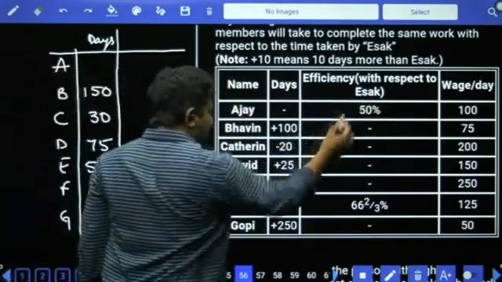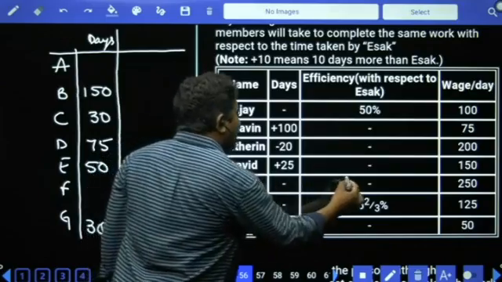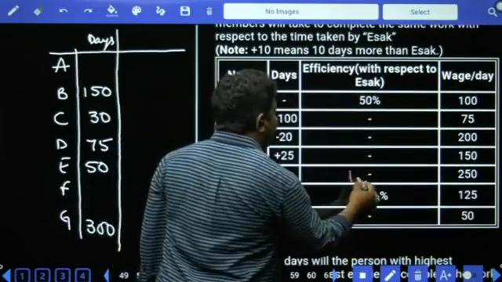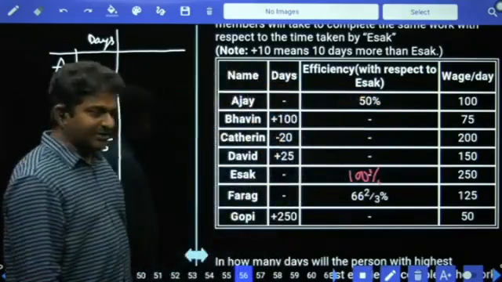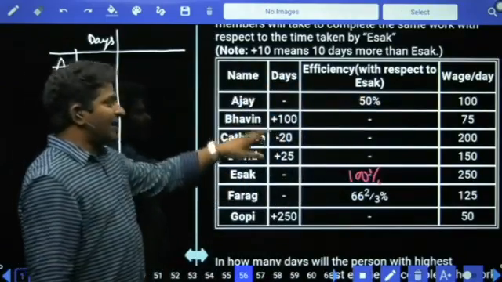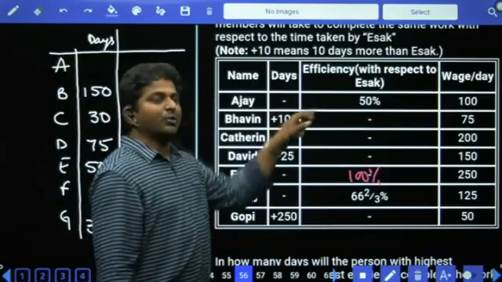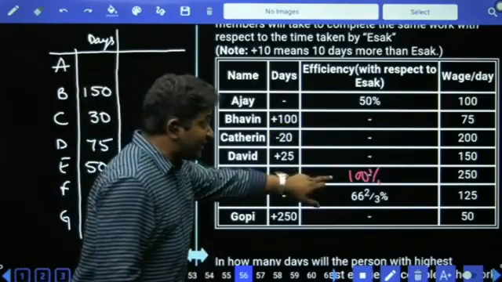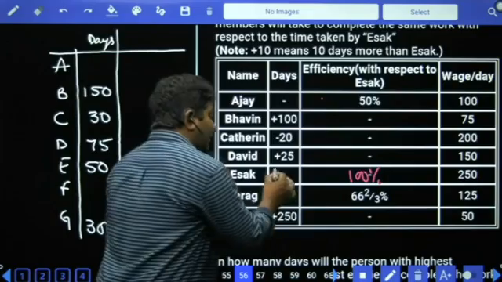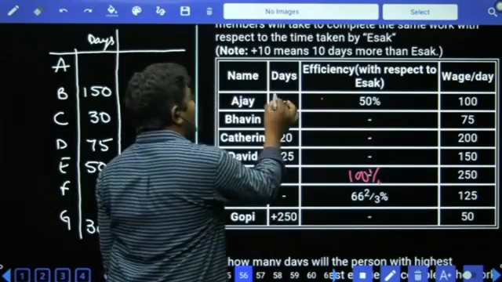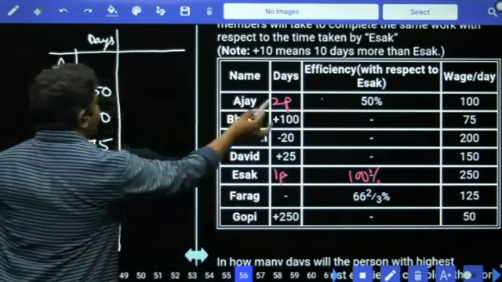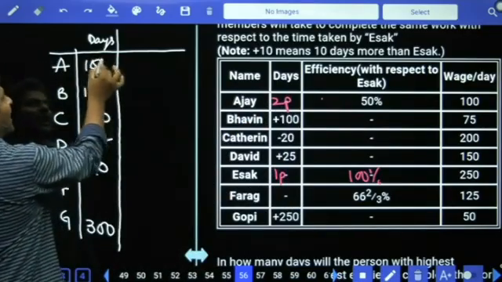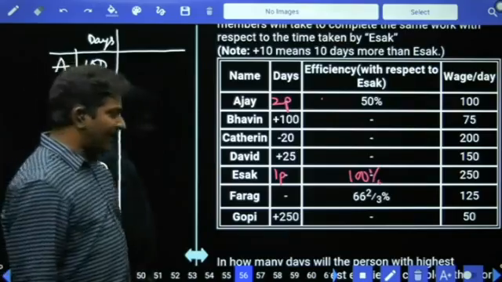Next, efficiency with respect to Isaac. If it is 50%, that means Isaac efficiency is 100% and Ajay efficiency is 50%. Isaac to Ajay efficiency ratio 2:1. If the efficiency ratio is 2:1, time ratio must be 1:2 here. One part is equal to 50, then two parts is equal to 100. Ajay can complete the work in 100 days.